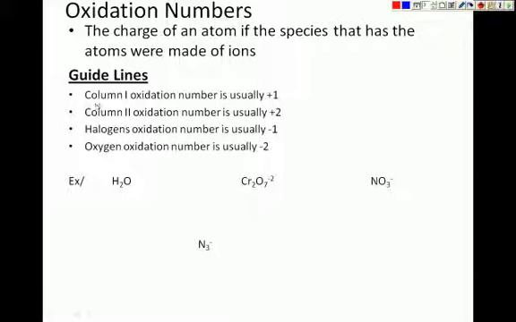The first one is column 1 of your periodic table, or your alkali metals, usually has a charge of +1. Not always, but usually +1. Column 2 is usually +2. Our halogens, or column 17 on the periodic table, are usually -1, and the oxidation number of oxygen is usually -2. So we're going to follow these guidelines to figure out some of the oxidation numbers for things.